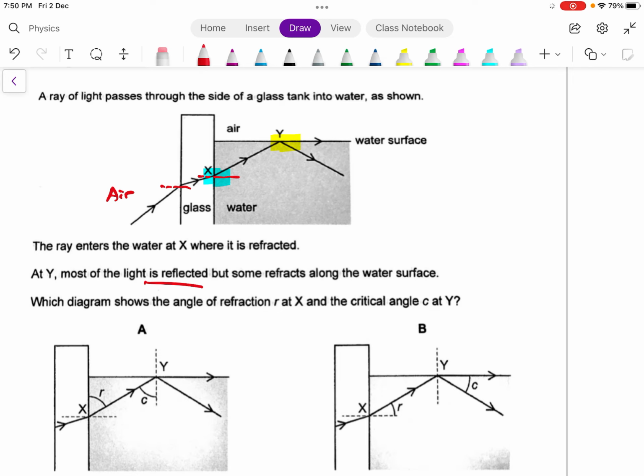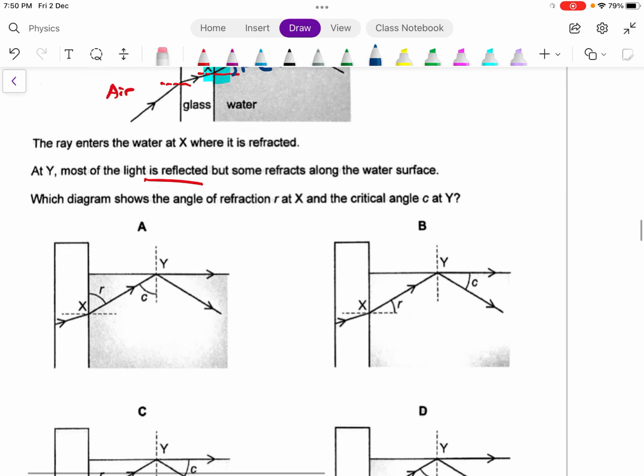So of course, you go and hit point Y. Point Y is here. So always draw a normal. You notice that most of the light will reflect into the water and some of the light will travel along the water surface. So I can safely say that this is the critical angle. They ask which diagram shows the angle of refraction R at X. So the angle of refraction is right here, R.